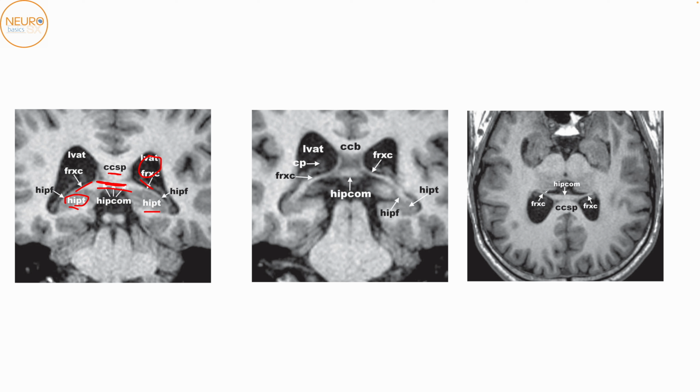Same thing even on axial imaging. So here you have the level of the atrium, you have the splenium, and below the splenium you have the hippocampal commissure connecting both fornices.